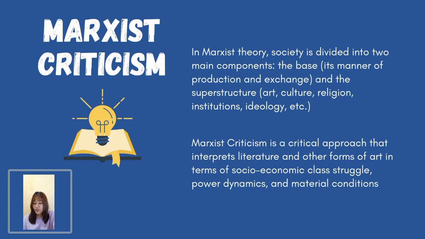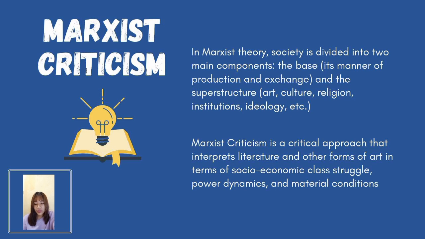In Marxist theory, society is divided into two main components, the base and the superstructure. The base refers to the economic foundation of society, including the mode of production, or how goods and services are produced, and the relations of production, or the relationships between different social classes involved in production. The base determines the economic structure and influences how resources are allocated and wealth is distributed. It essentially shapes the material conditions of life.